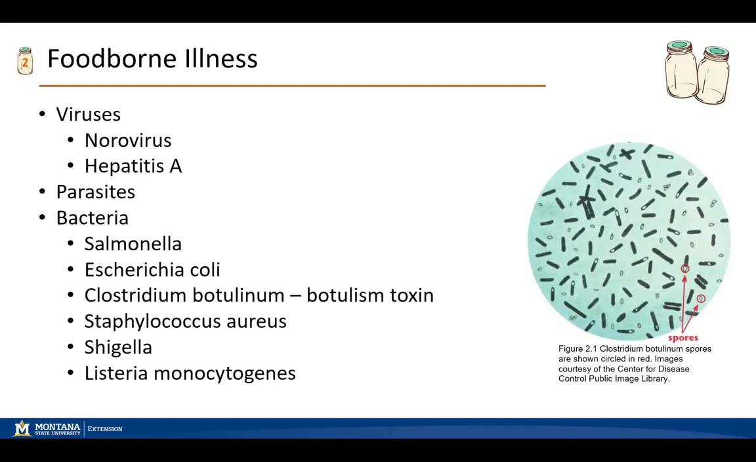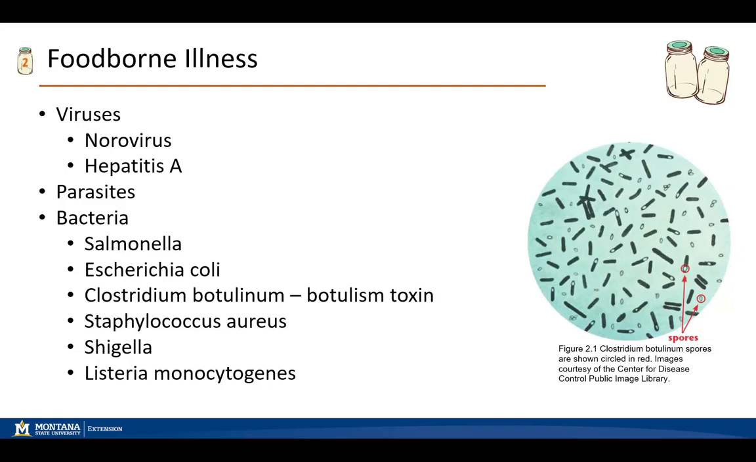Viruses are the cause of the majority of foodborne illnesses. Norovirus is the most common cause of acute gastroenteritis. This is considered a very infectious virus because it takes less than 10 viral particles to make one person sick. Hepatitis A is more rare and caused by the consumption of contaminated food and water.